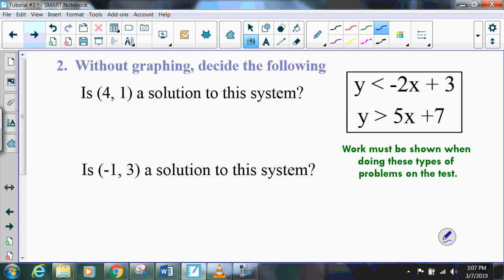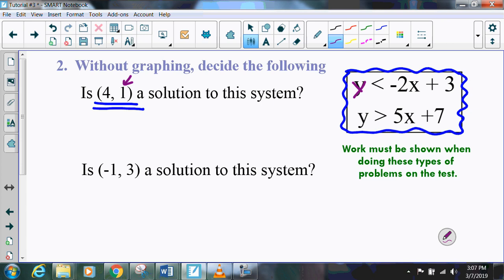Now what if, instead of a graph, we're shown the system of inequalities like this? On the test, you're going to see this, and you're going to have to decide whether a point like (4, 1) works for this system. The only way to find out is to plug it in. I see a y right here, so I'm going to plug in 1 for y. I see a less than, I see a negative 2. When I see the x, instead of writing x, I'm going to plug in 4.